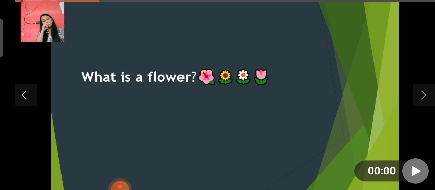What is a flower? A flower, sometimes known as a bloom or blossom, is the reproductive structure found in flowering plants. The biological function of a flower is to facilitate reproduction, usually by providing a mechanism for the union of sperm with eggs.